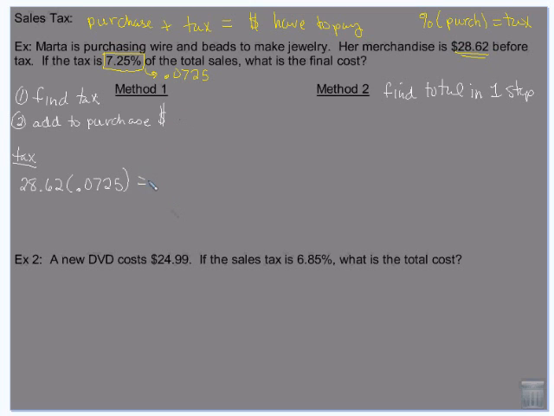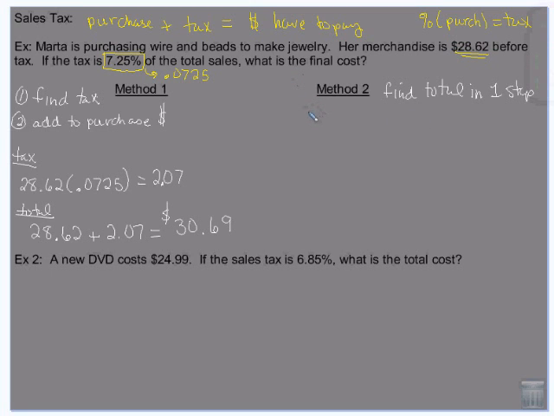That gives me $2.07. It's actually 2.07495, but you don't have parts of pennies, right? So we just round it. $2.07. And then to get the total, I take that $28.62 and I add the $2.07 to it. To get $30.69. So this would be the total had to be paid.